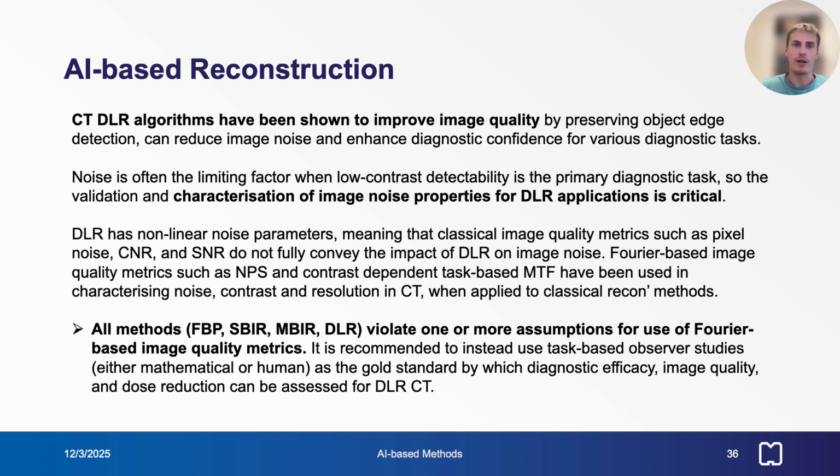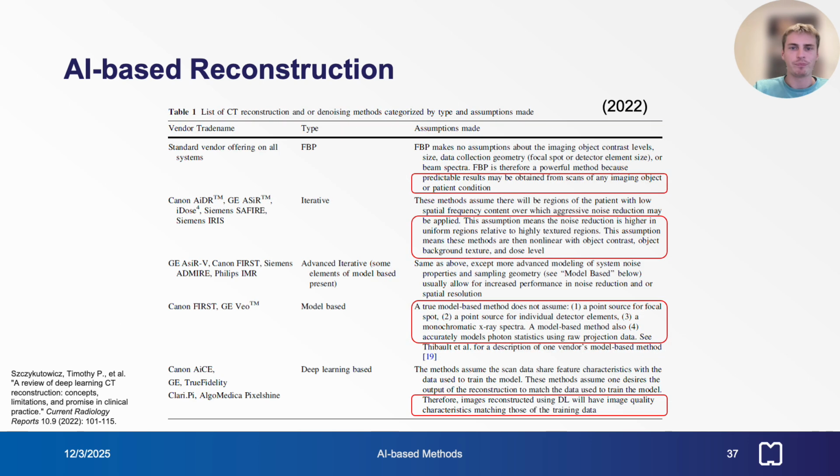All methods, whether filtered back projection, statistical, model-based, or deep learning, violate one or more assumptions for the use of Fourier-based image quality metrics. It's recommended to instead use task-based observer studies as the gold standard by which diagnostic efficacy, image quality, and dose reduction can be assessed for deep learning reconstruction in CT.